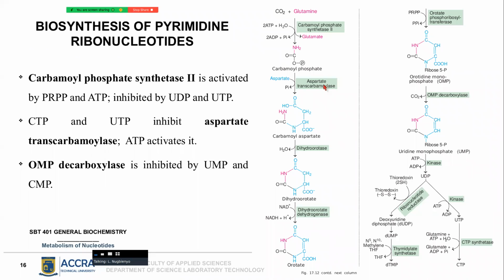Then we also have the orotidine monophosphate decarboxylase, this enzyme, OMP decarboxylase, which can also be inhibited by uridine monophosphate. So you see this reaction from the OMP to the uridine monophosphate. This product, the uridine monophosphate, also has a feedback inhibition on OMP decarboxylase.